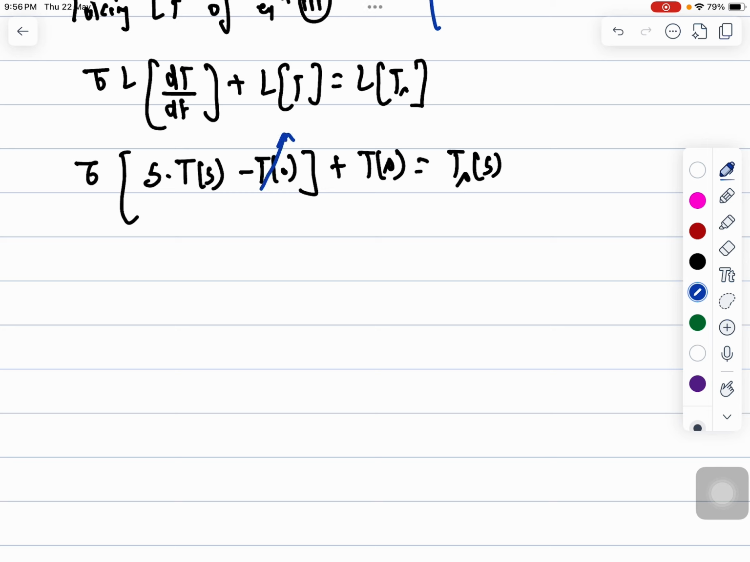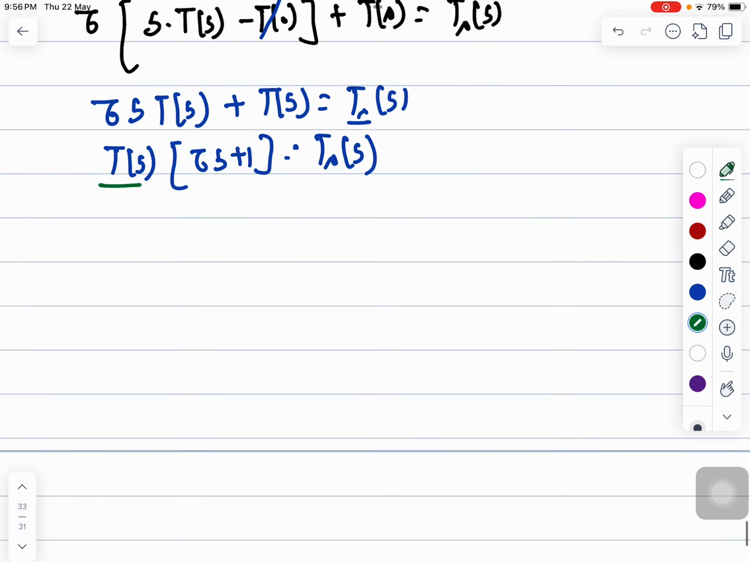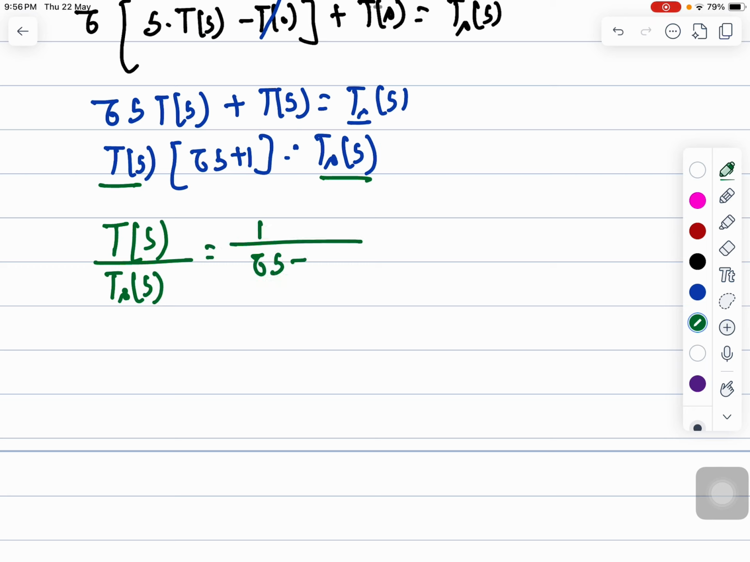So if the initial value is 0, then you can write tau s T(s) plus T(s) equals Ts(s), where Ts is the temperature of the surrounding fluid. So if I take T(s) common here, you will get (tau s plus 1) T(s) equals Ts(s). Is that clear? So finally I want to write T(s) divided by Ts(s) equals 1 upon tau s plus 1.